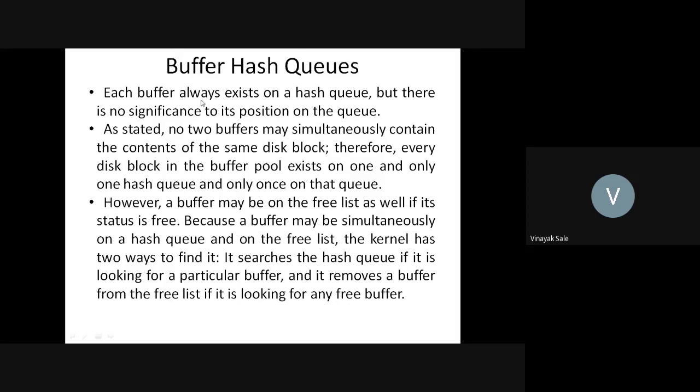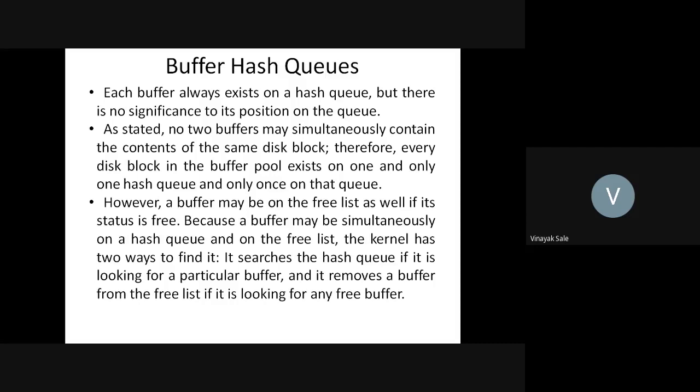Buffer hash queue. Each buffer always exists on a hash queue, but there is no significance to its position on the hash queue. As stated, no two buffers may simultaneously contain the contents of the same disk block. Therefore, every disk block in the buffer pool exists on one and only one hash queue, and only once on that hash queue.